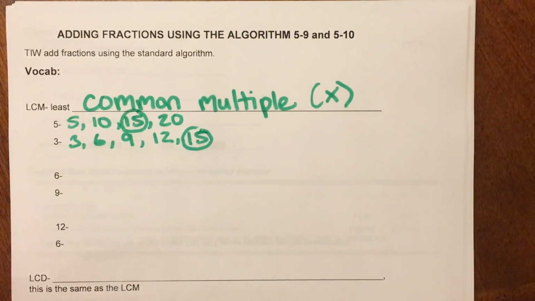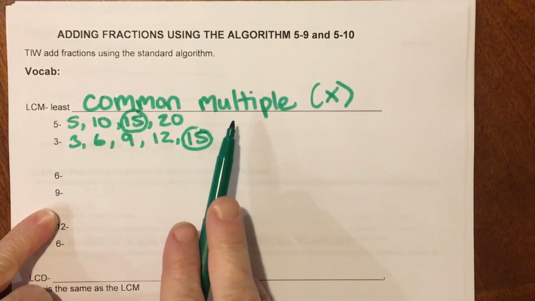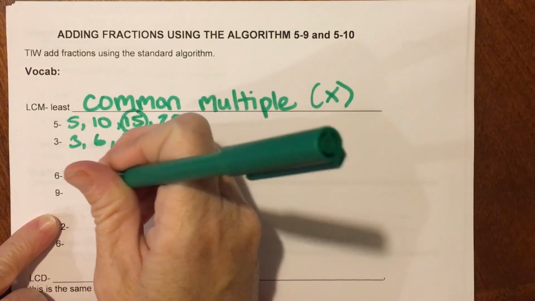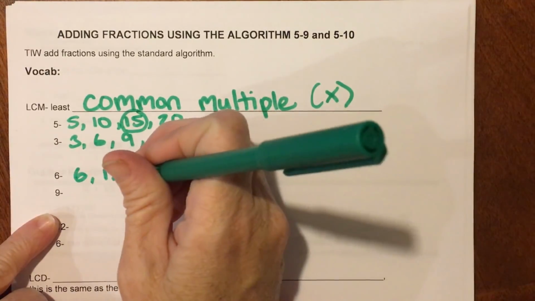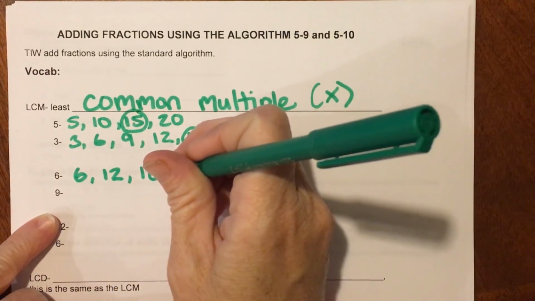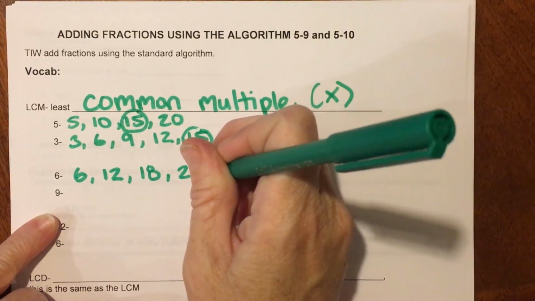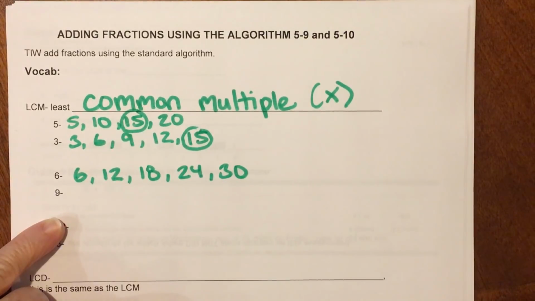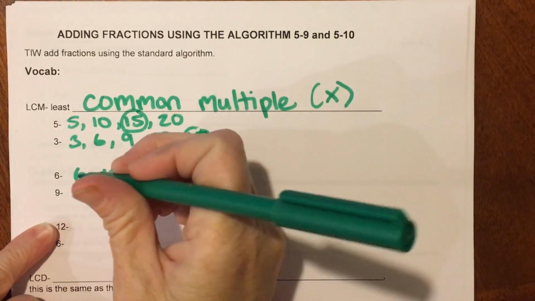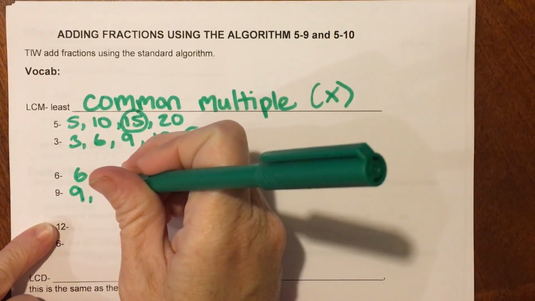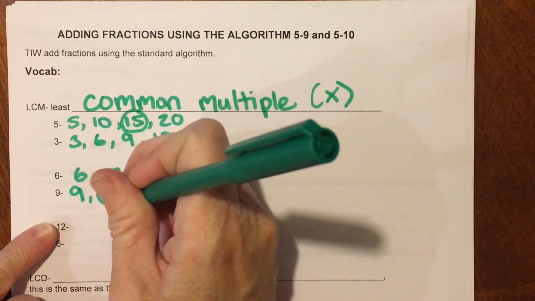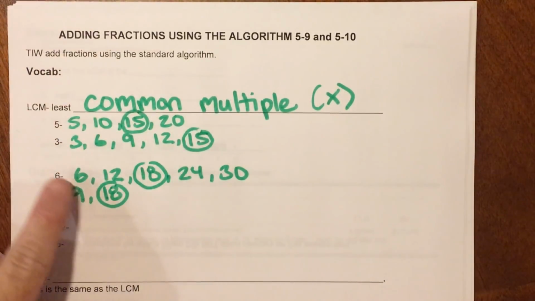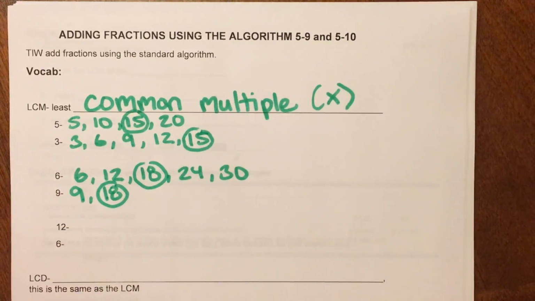Okay, let's try another one. Okay, 6 and 9. So I'm looking for multiples, so I'm going to do my multiplication tables. 6 times 1 is 6. 6 times 2 is 12. 6 times 3 is 18. 6 times 4 is 24. 6 times 5 is 30. Maybe I'll stop and see if I went far enough. Okay, now let's list them for 9. 9 times 1 is 9. 9 times 2 is 18. I found it. I found something they had in common. And there's nothing smaller. So my least common multiple for 6 and 9 is 18.